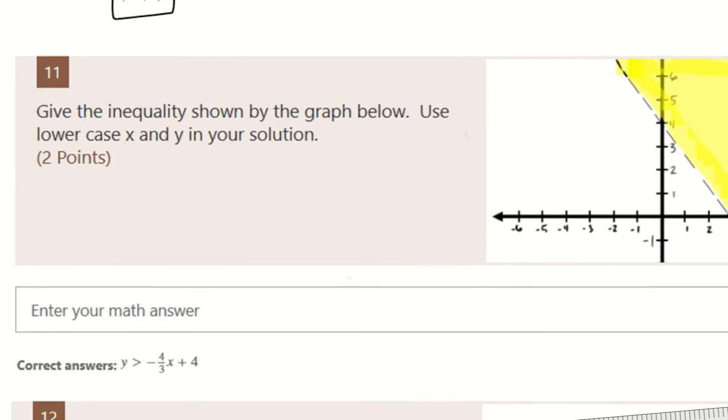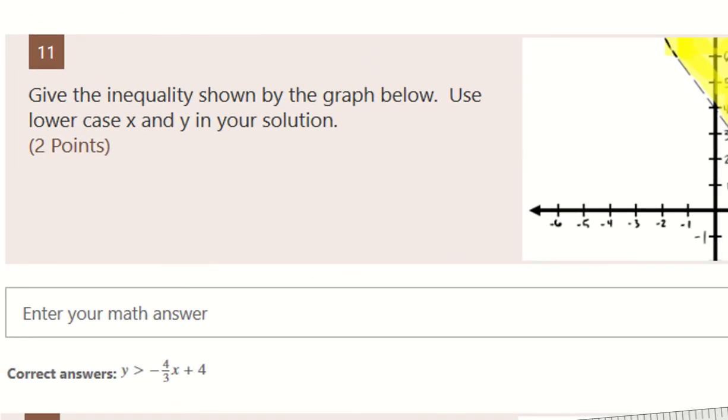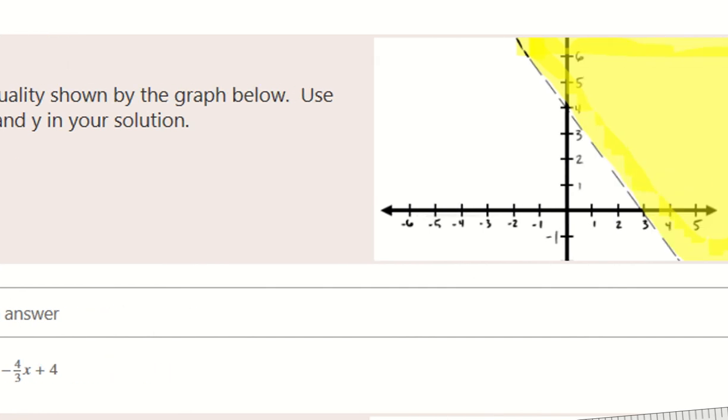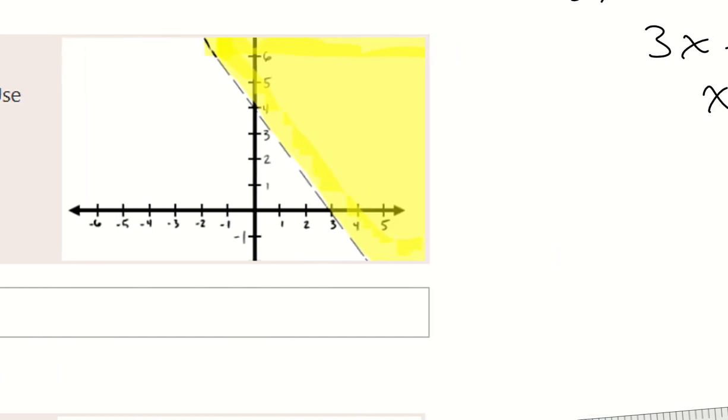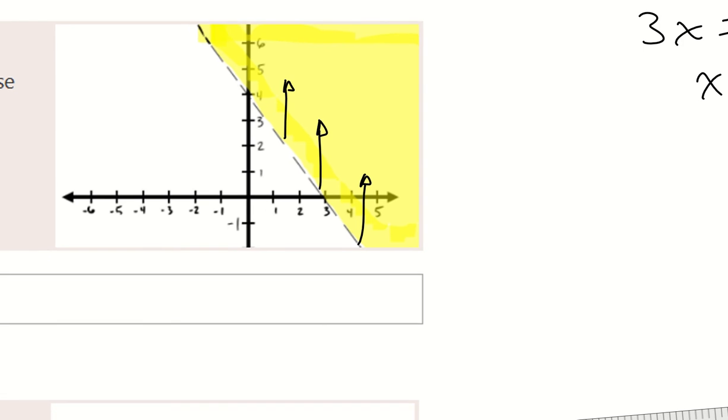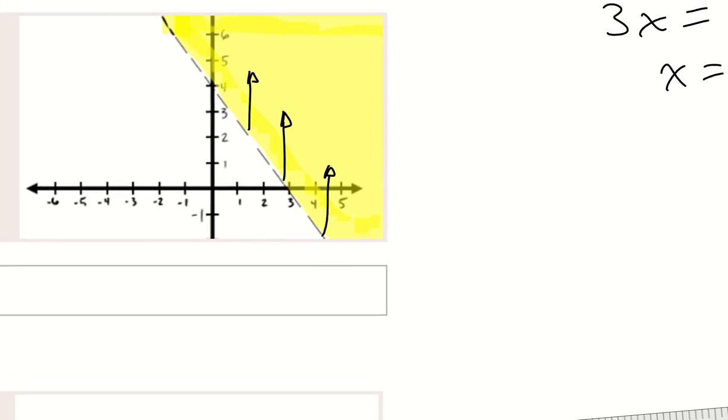Next, it says, give the inequality shown by the graph below. Use lowercase x and y in your solution. It kind of does that by default when you type it. So if I look at this, I can see, first of all, I'm talking about y values that are above this. But notice it's a dashed line, so it's not greater than or equal to. It's just strictly greater than.